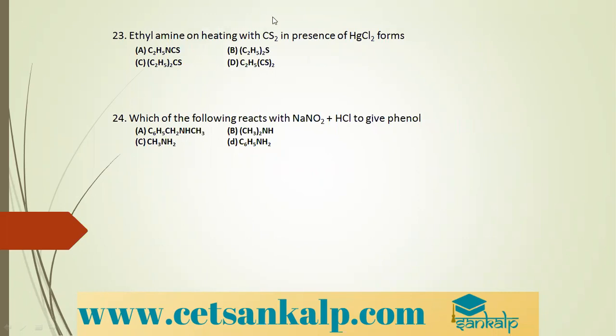Next, ethylamine, C2H5NH2, on heating with carbon disulfide in the presence of HgCl2. So what do we get? We get C2H5NCS, plus 2HCl plus HgS. So we get C2H5NCS. So this is the correct option.